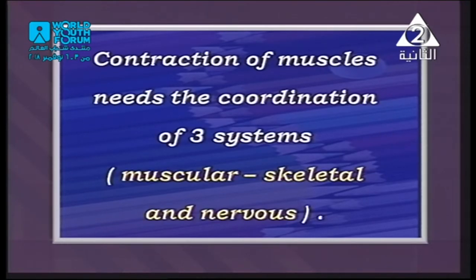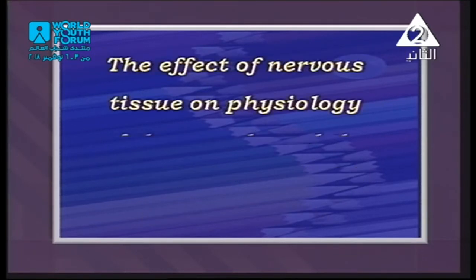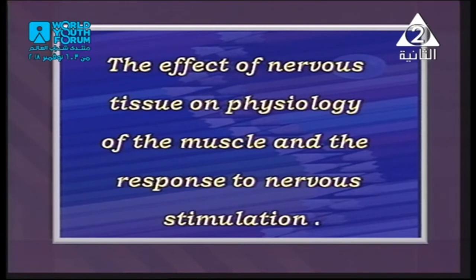The contraction of muscles is actually coordinated by three different systems: muscular, skeletal, and nervous, as we said. I hope you agree with me on this part. The effects of nervous tissue on the physiology of muscles in response to nervous stimulation have five or six steps. We're going to illustrate them in detail.